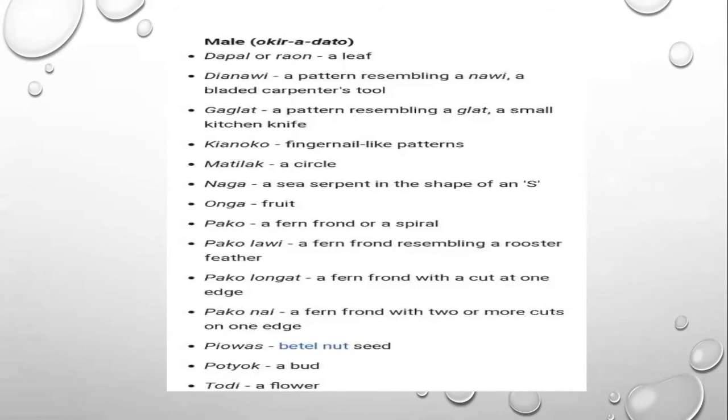Pako lawe, a fern plant resembling a rooster feather. Pako longat, a fern plant with a cut at one edge. Pako nal, a fern plant with two or more cuts on one edge. Piowas, betel nut seed. Potyok, a band. Todi, a flower. These are some samples of the male design, or okir a dato.